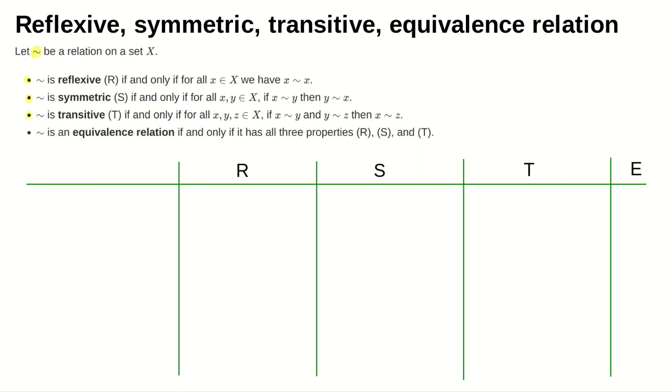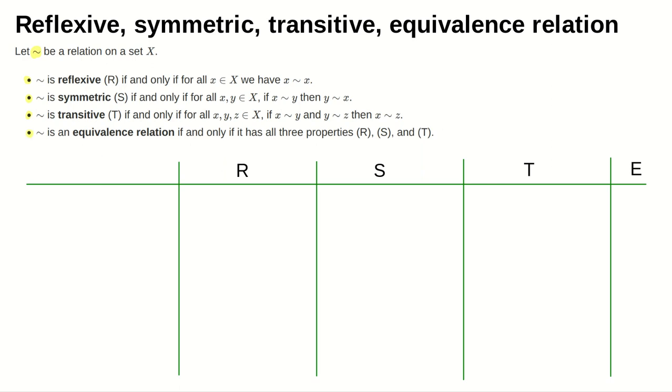The third property is transitivity. A relation is transitive if and only if whenever you have X related to Y and Y related to Z, then it must be that X is related to Z. And again, there are no hidden assumptions here. There's nothing that I'm not telling you. This must be true for absolutely all X and Y and Z, whether they're all equal, all different, whatever. If X is related to Y and Y is related to Z, then X must be related to Z in order for this relation to possess the transitive property.